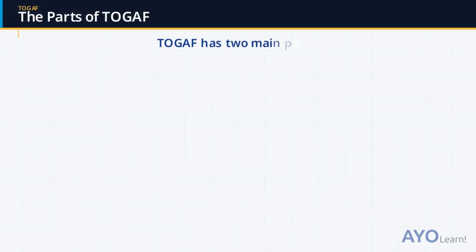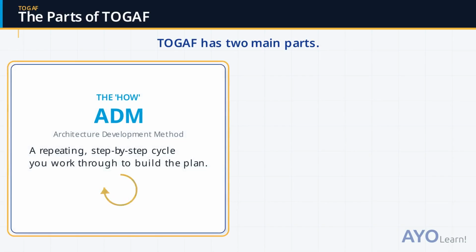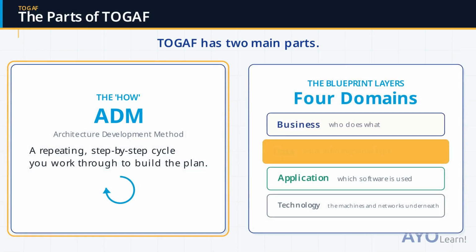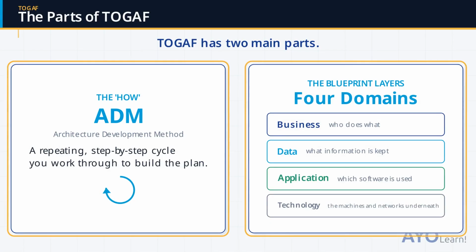TOGAF has two main parts. First, the ADM, the Architecture Development Method, which is a repeating, step-by-step cycle you work through again and again, the how. Second, the four domains, the layers that every architecture blueprint covers: business, data, application, and technology.